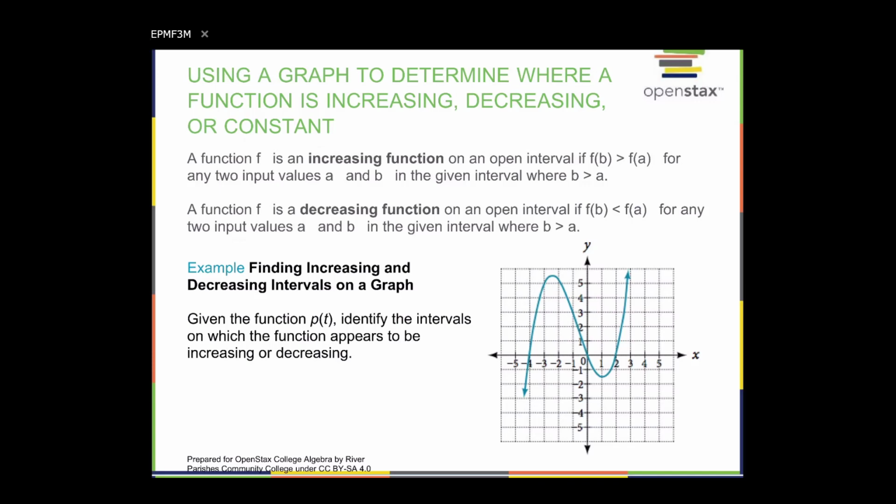Hi everyone, we're going to continue talking about section 3.3 and we're going to pick up with talking about where a function is increasing, decreasing, and constant. So, a function f is an increasing function on an open interval if f of b is greater than f of a for any two input values a and b in the given interval where b is greater than a.